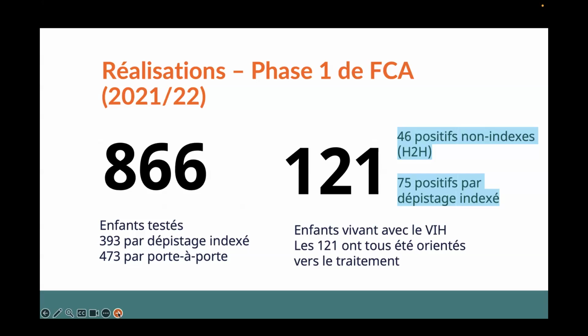And what was very interesting even about these positives they found was that, yes, majority of the children, that's 75 of the children, were positive from the index testing. So they were tested by index testing, so it means that they were either biological children or biological siblings of somebody living with HIV. But also they found 46 positives who were not index positive. So they were just tested as they were moving door to door. 46 of the children who tested positive had nobody in the household who was HIV positive at the moment when the children were tested.